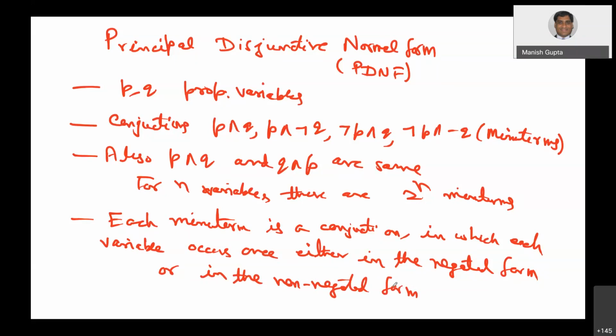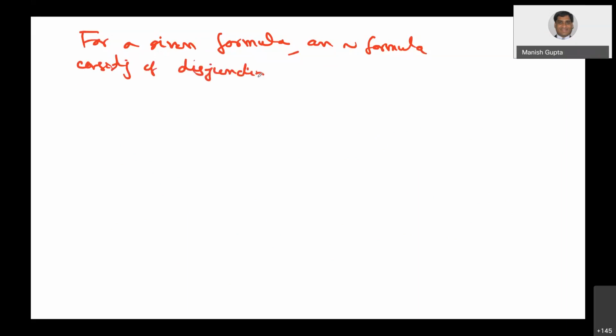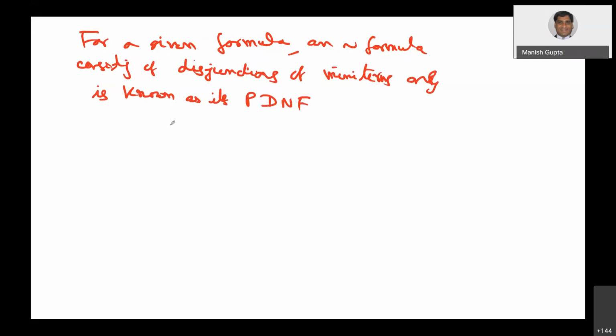So basically, now I can give you the definition. For a given formula, an equivalent formula consisting of disjunctions of min terms only is known as its principal disjunctive normal form. Okay, so this is the basic definition. This is also known as sum of products canonical form.